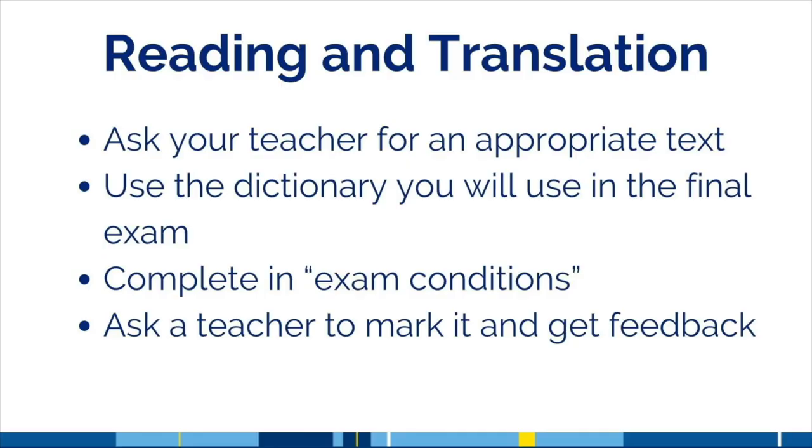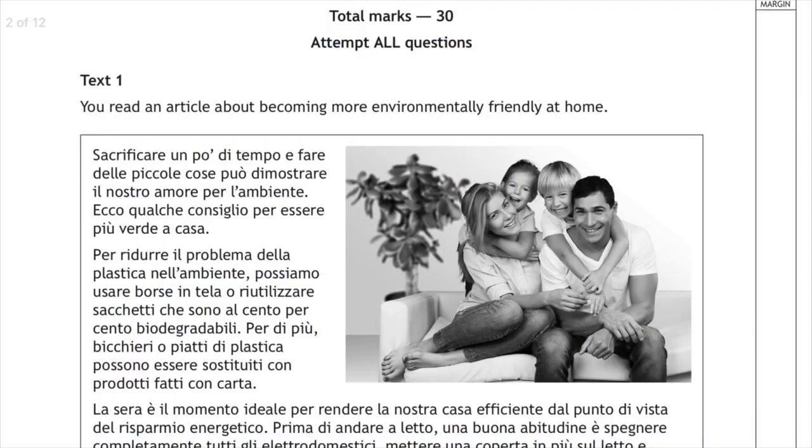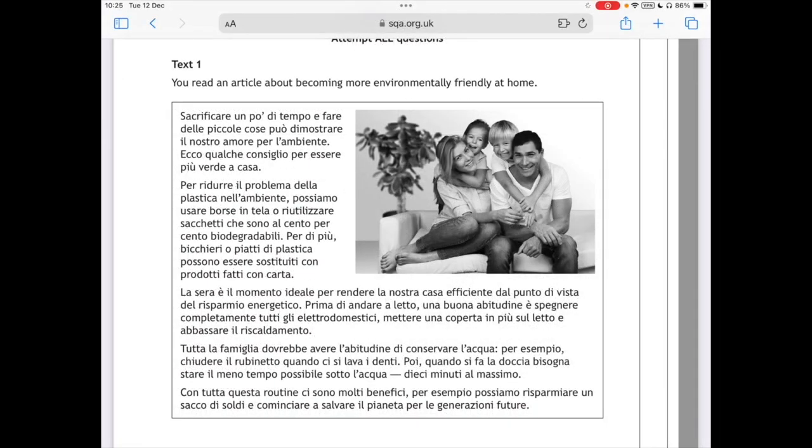So, let us now look at the skill of tackling a reading paper. We are going to use a National 5 text to help us with this. With any text at any level, we would strongly recommend that you read anything given to you in English about the text to help you with your overall understanding of the text before starting. So we can see here in the blurb that this article is about becoming more environmentally friendly at home.